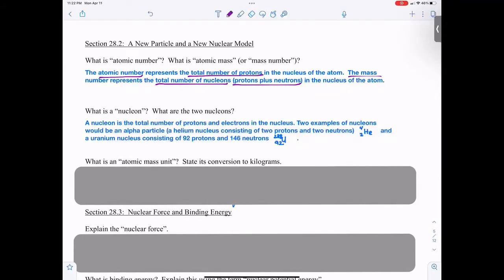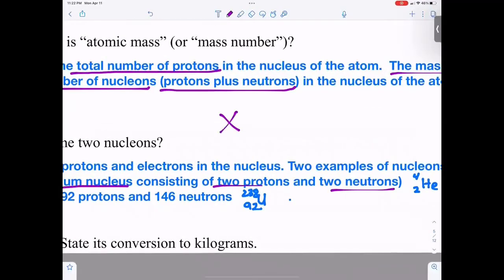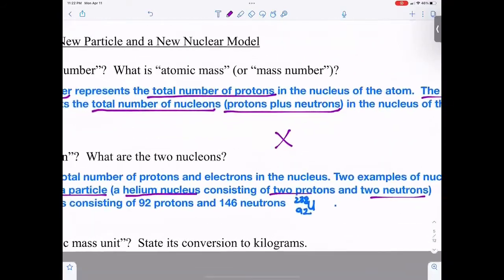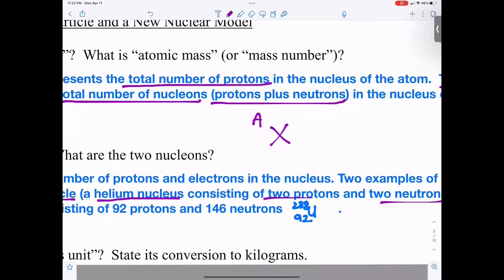For example, two examples of nuclei would be an alpha particle. An alpha particle is a helium nucleus that consists of 2 protons and 2 neutrons. That gives you a mass number of 4. But it has 2 protons, so the atomic number would be 2. So how you write this, if you have element X, okay, A and Z: this is the mass number, this is the atomic number.